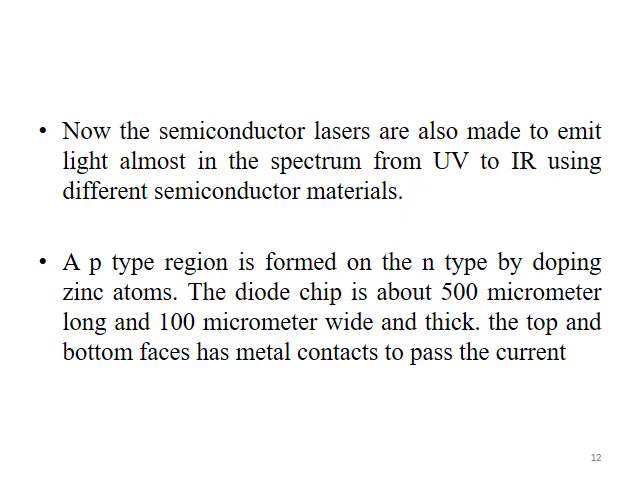A p-type region is formed on the n-type by doping zinc atoms. The diode chip is about 500 micrometer long and 100 micrometer wide and thick. The top and bottom faces have metal contacts to pass the current.